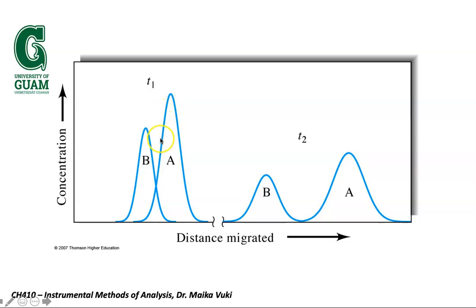Here is the timeline of the separation, where B and A are just beginning to separate at the initial part of the separation in the column, and as they migrate to the end of the column, you expect them to be well resolved. This is essentially what we want at the end, where there is a distinction between the components and well-resolved peaks between them. We'll be discussing how this can be obtained and some of the physical parameters that we use in order to control them.